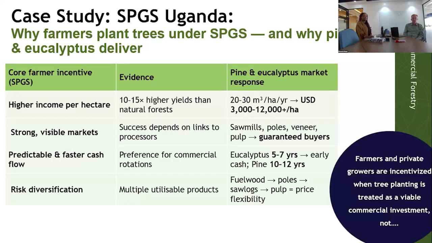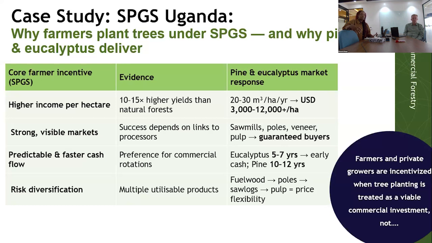The next thing is strong and visible markets. So again, in the program, it was observed that one of the reasons why farmers were incentivized to plant more was access to markets, and also very much consistent markets that would buy their products or crops. Again, mainly with pine and eucalyptus, there are multiple markets that these trees can be sold into. Just examples, there are sawmills, poles, veneers, pulp and paper, and these are guaranteed buys as well.